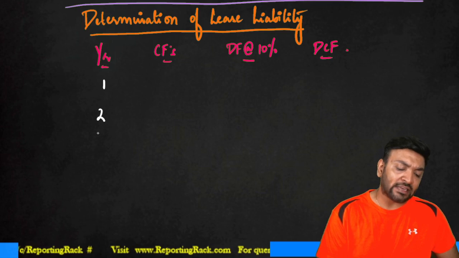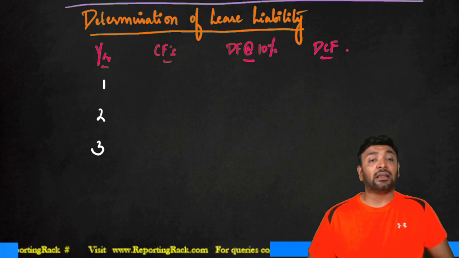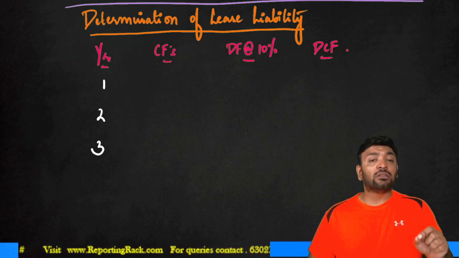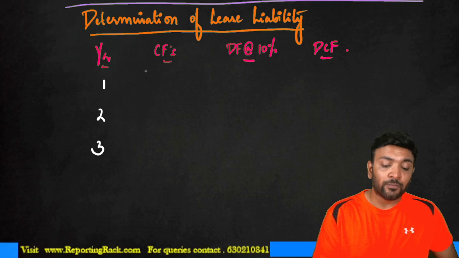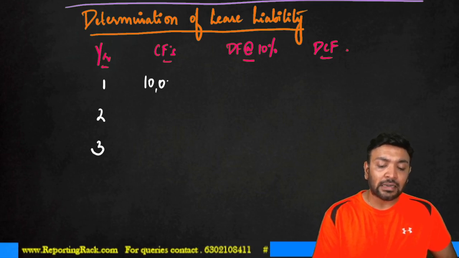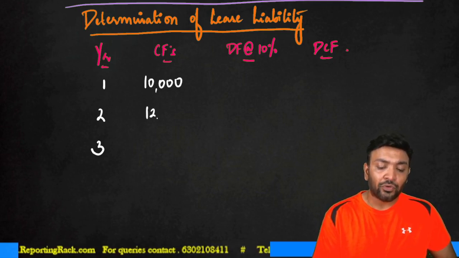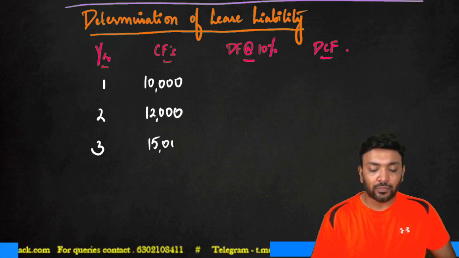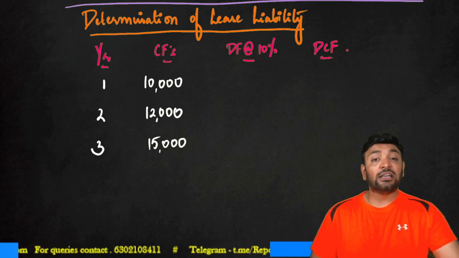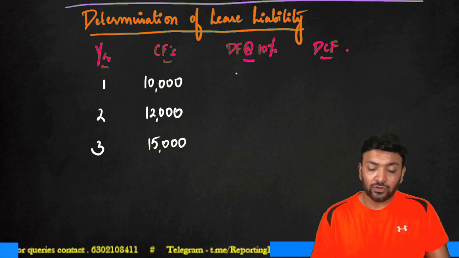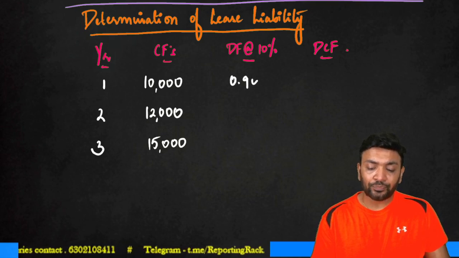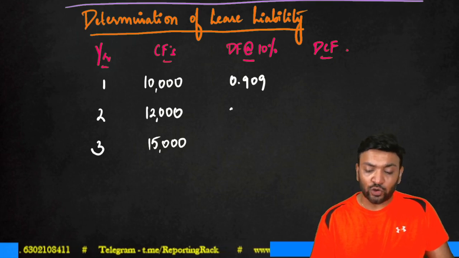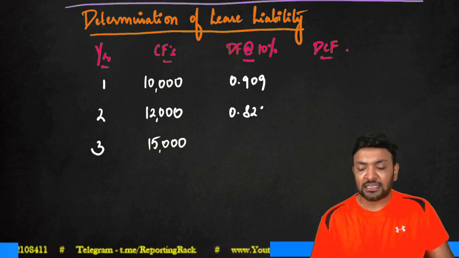Year 1, 2 and 3, only 3 payments made after the lease term. After the commencement of lease, throughout the lease term, I made only 3 payments. Those 3 payments are 10,000, 12,000, 15,000. What are your discount factors at 10%? 0.909, 0.826, and finally 0.751.